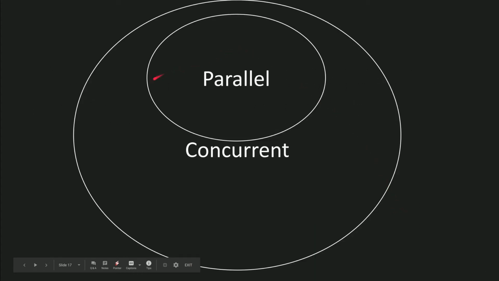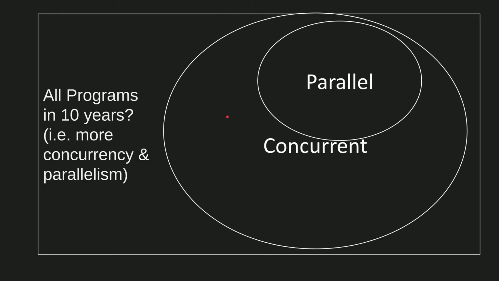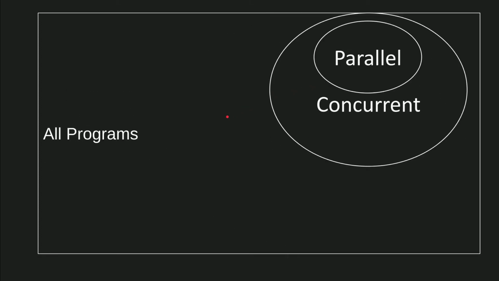Okay, so all programs that are parallel are concurrent. That's what it means. That's what's being represented here. And this is all the other programs. So here's our sequential, all the programs that we write. A good chunk of them are becoming more concurrent, and then, even a smaller subset of those run in parallel. And in 10 years or so, this space is going to grow.